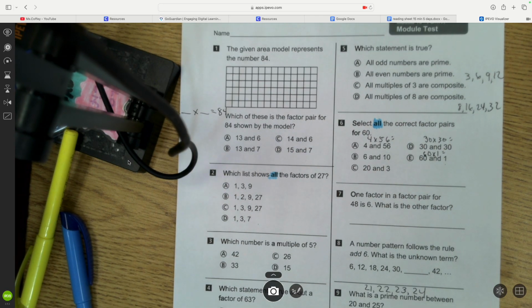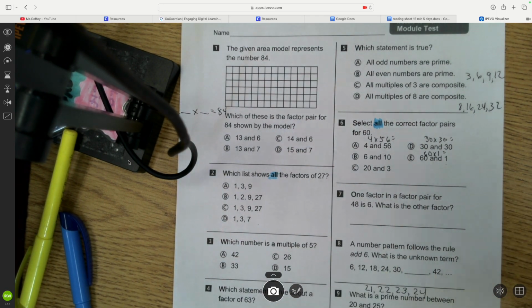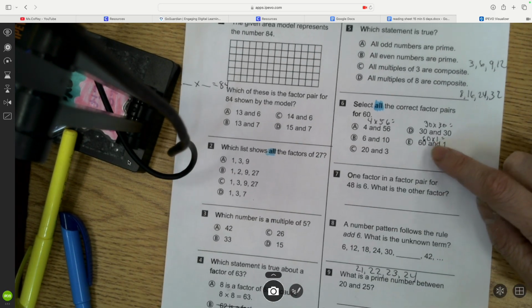Okay? Go through them. There are 3 correct answers. If you have one of them, you're not right. If you have 2 of them, you're not right. You need all 3 to get full credit.